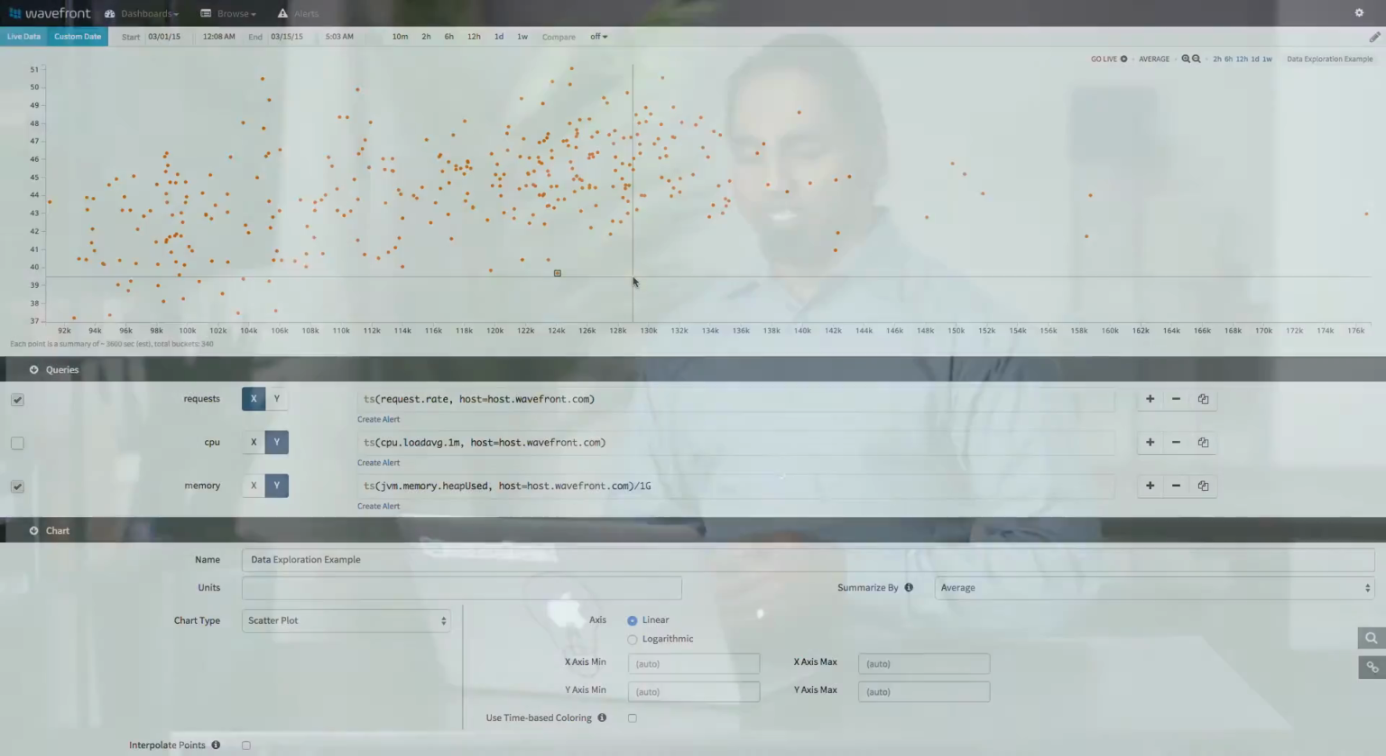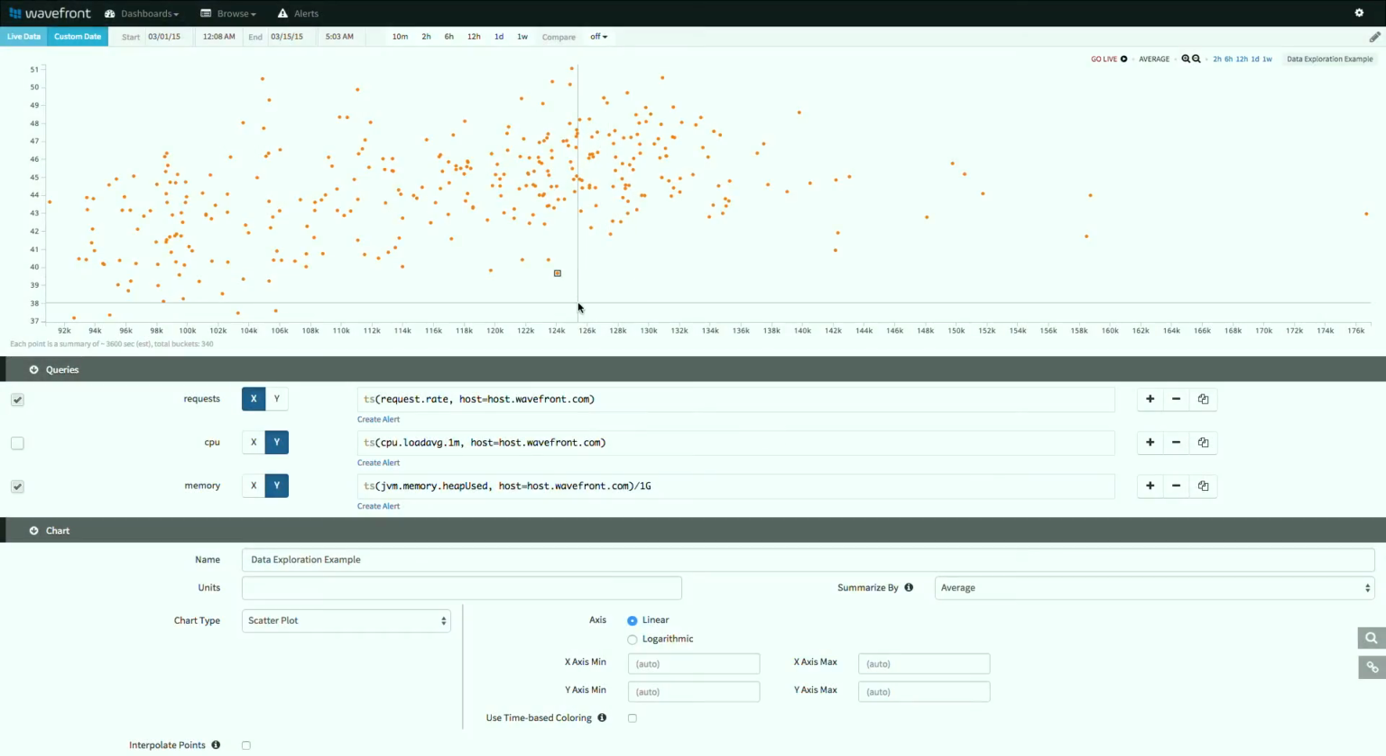Now I'd like to show an example of data exploration. If you're looking for a connection between datasets but aren't sure if there is one, let's take a look. Here we have a chart that scatter plots two different datasets together. On the bottom we have a demand metric. We have requests per second. You can see there's 110,000 per second, 120,000 per second, 140,000 per second.